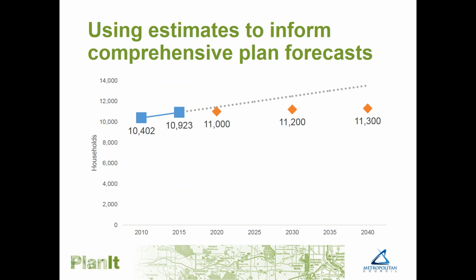Here, on the other hand, is an example of a community where the forecasts seem a bit too low based on the past 5 years of growth. So this community's 2015 estimate of 10,923 households was only a little bit under its 2020 forecast of 11,000 households. This community's trajectory is a lot steeper than the forecasts imply. If your estimates and forecasts look like this, it may be worth considering an upward revision to your forecasts.